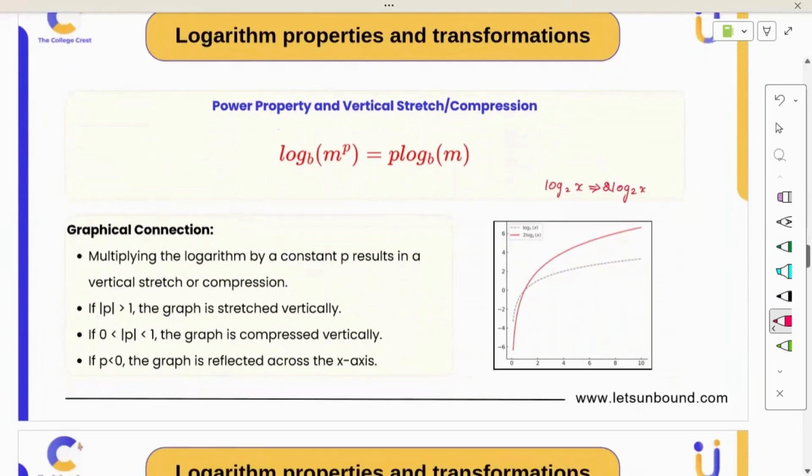Now, power property and vertical stretch or compression. So multiplying the logarithm by a constant. So this is the graphical connection, let me tell you. Log 2x square if you have, log 2x you have, and I multiply 2 outside the function. That means it's a vertical stretch, right? Now when you write it, log 2x as 2 log x, log 2, you can write x square. In that way also you can manipulate this.